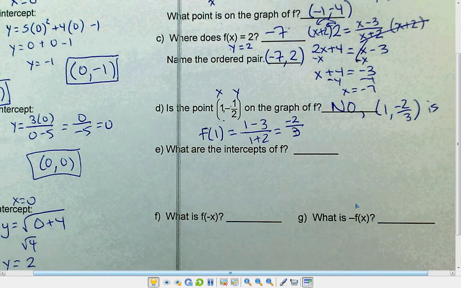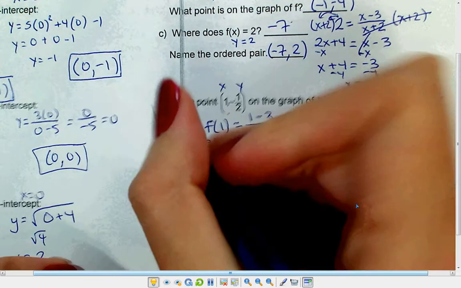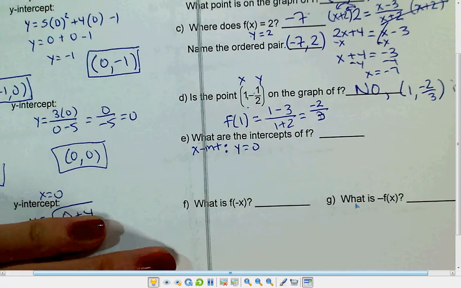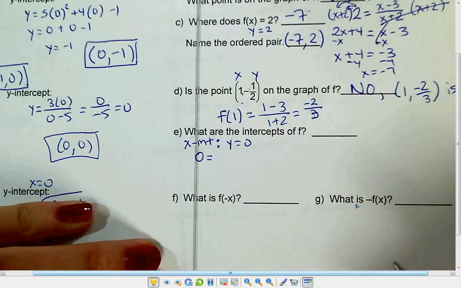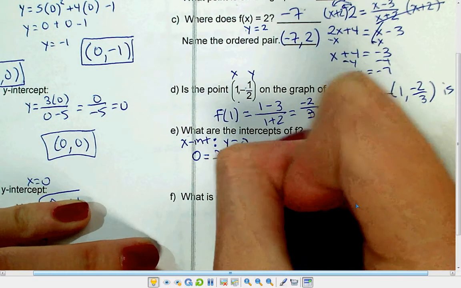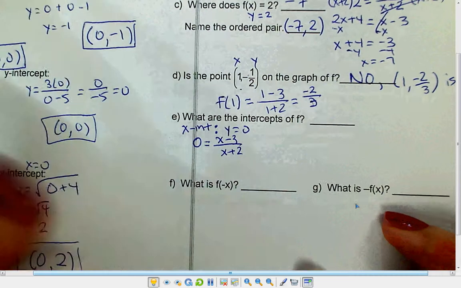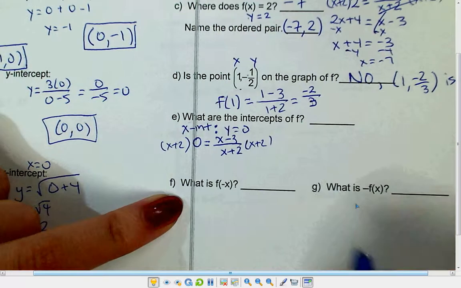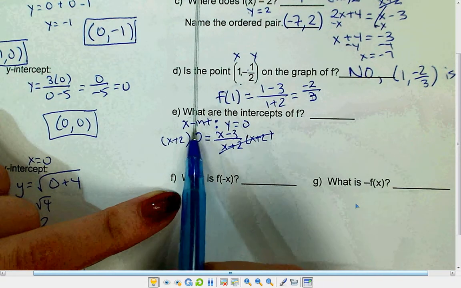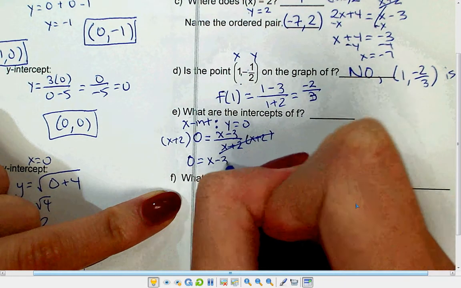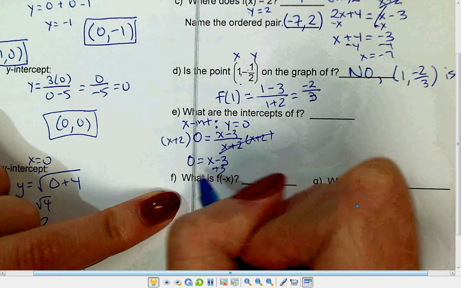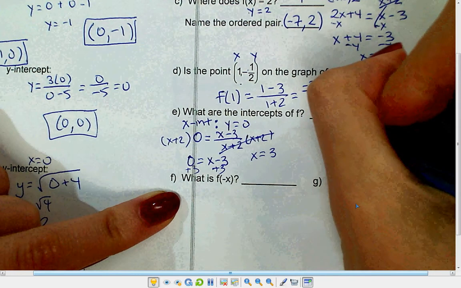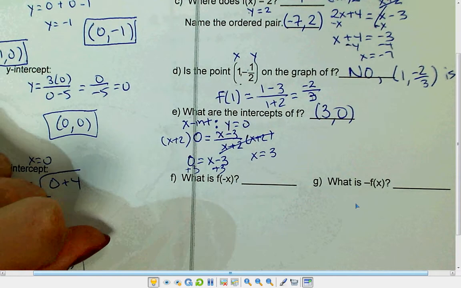Okay, for E, what are the intercepts of f? So we're going to find both the x and the y intercepts. So for your x-intercept, this is when your y is 0. So we're going to set 0 equals your equation. So similar to what we did above, first we're going to get rid of the denominator. Cross those out. 0 times anything is just 0. So this is 0 equals x minus 3. Add 3 to both sides and we get x is equal to 3. So when x is 3, y is 0.